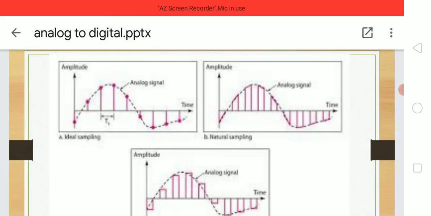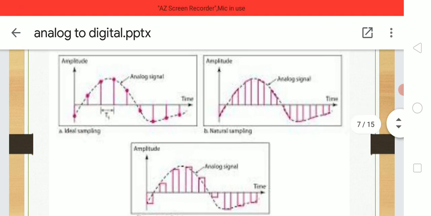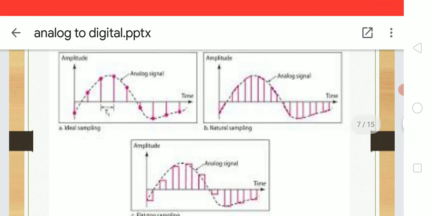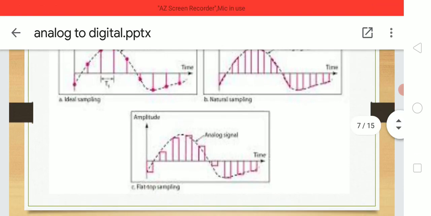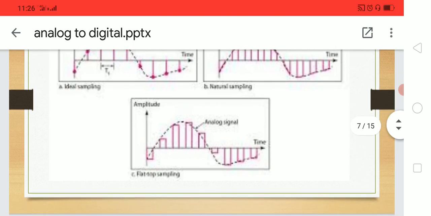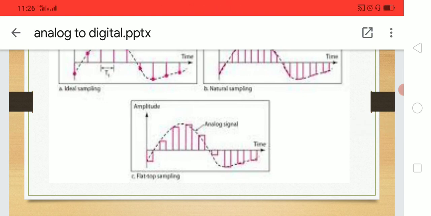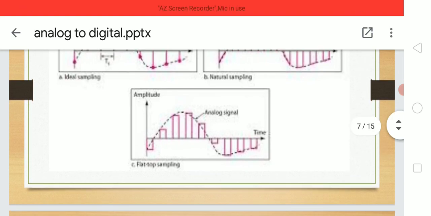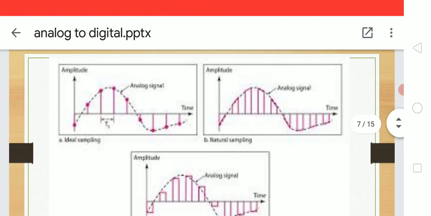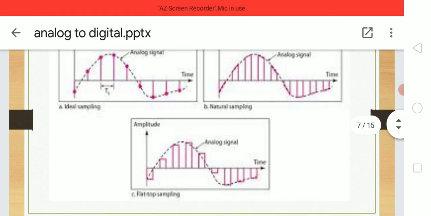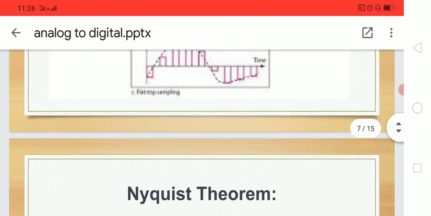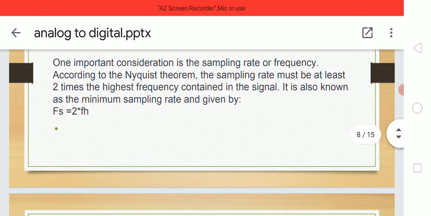Here also the black dotted line represents the analog signal, and the red lines represent the samples taken. And finally, the flat top sampling. Flat top sampling is mostly used for the sampling process. It is because the top value is the same for all the samples taken. That's why we are using flat top sampling mostly.